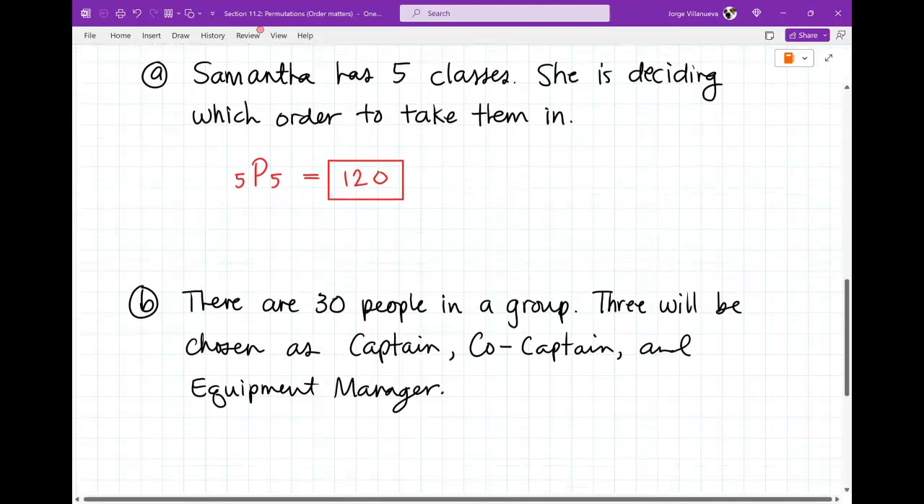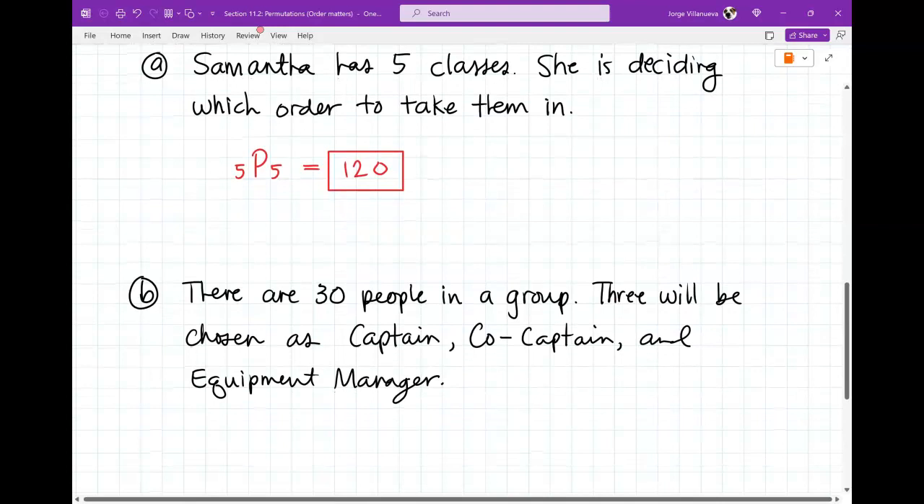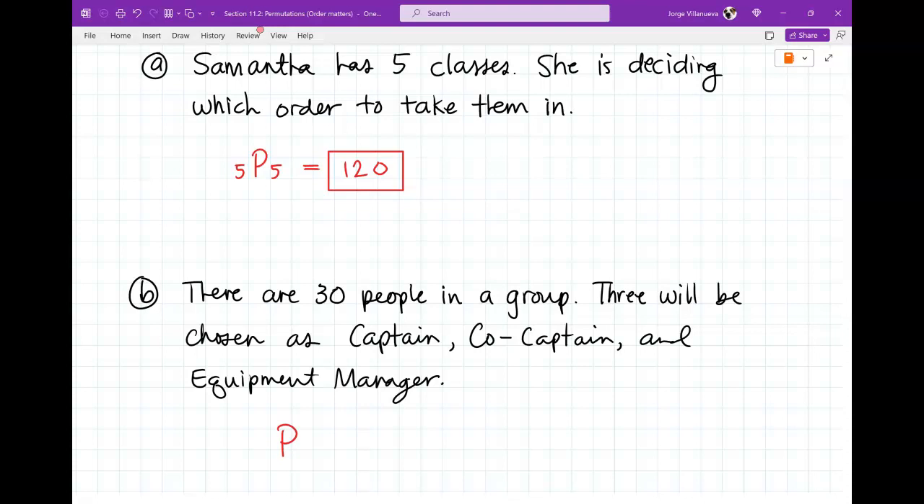So this next one, where would I write it? I'm going to put the P here. What do I put in front of it? 30. And how many are they picking? 3. So I'm going to put 30, pick 3, right? So 30, pick 3. I get 24,360. And remember, for part B, there are 30 people in the group. 3 are going to be chosen, and it does matter which ones are chosen, right? Because they're going to get a specific job. So order matters. Okay?